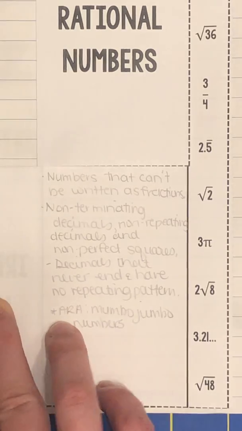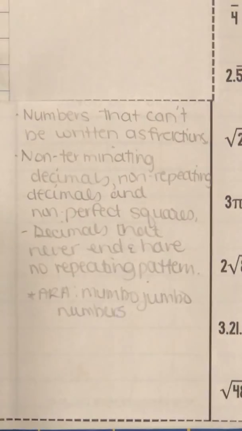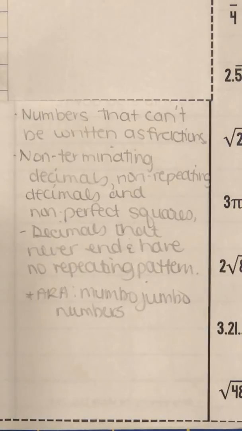So let's look at what qualifies as a rational number or irrational number. Irrational numbers are numbers that can't be written as fractions. They are non-terminating decimals, non-repeating decimals, and non-perfect squares. Decimals that never end and have no repeating pattern are also qualified as irrational numbers. When we're talking about these, we might also call them mumbo jumbo numbers. They just repeat random numbers, and there's no rhyme or reason. There's no repetition. It's not the same number over and over again. So I'm going to pause this here and have you guys write this in.